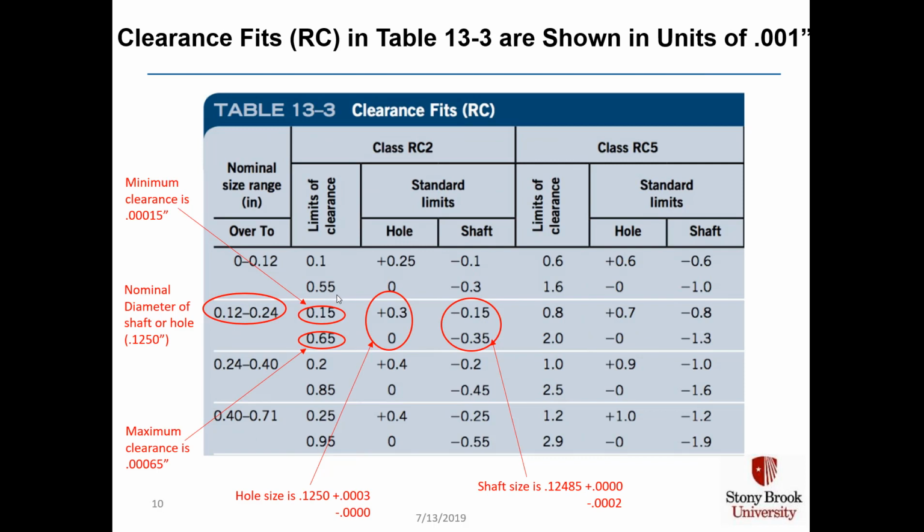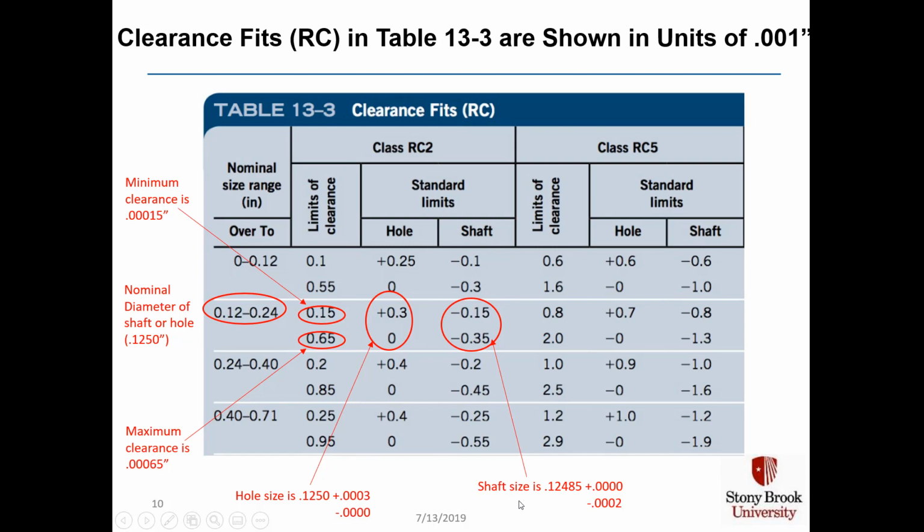Here is an RC2 clearance fit for a 0.125 diameter shaft and hole. 0.125 is always in between 0.12 and 0.24. The maximum clearance between the hole and the shaft is 0.00065 inches because it's 0.65 times 0.001. And the minimum clearance is 0.00015 inches. That makes the hole size 0.125 inches. On the plus side, it can be 0.0003 higher. On the minus side, it's 0.